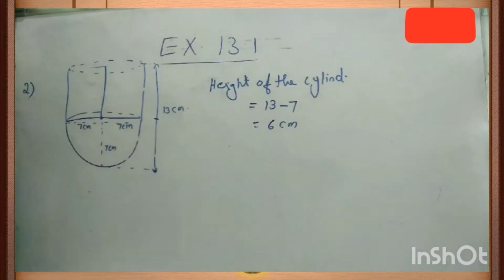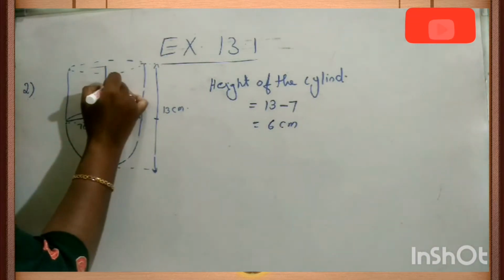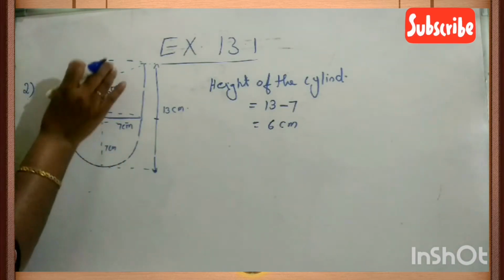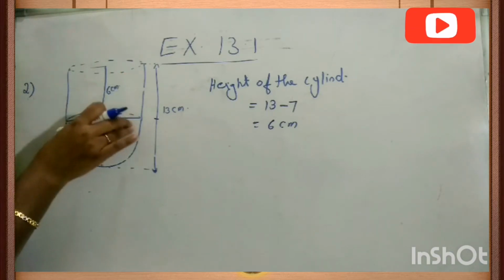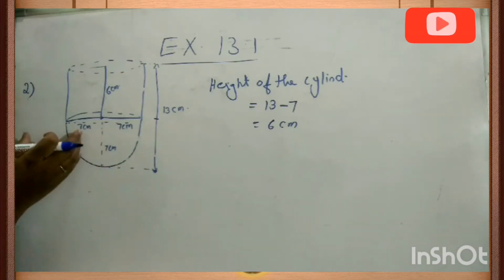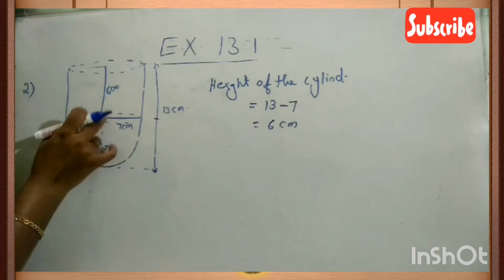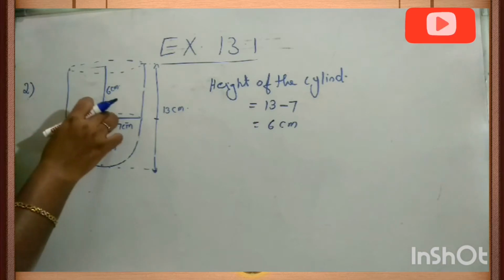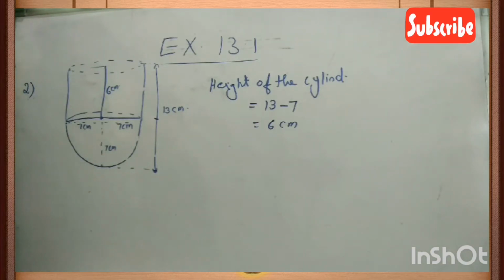So the height of the cylinder is equal to 6 centimeter. Okay, so this is 6 centimeter. Since this cylinder is on the top of this hemisphere, the radius of the cylinder is the same as the radius of the hemisphere. Radius of the cylinder is equal to radius of the hemisphere, and that is equal to 7 centimeter. And what is the inner surface area of the hollow hemisphere?